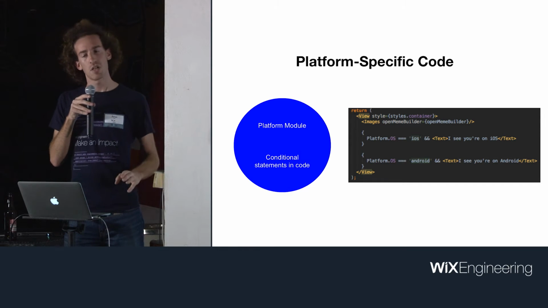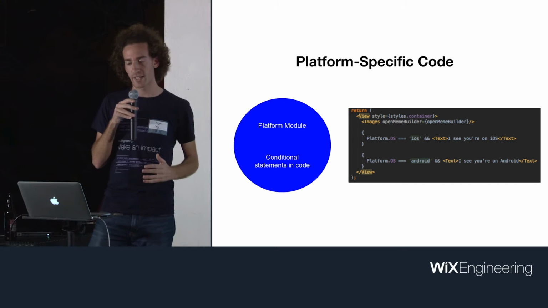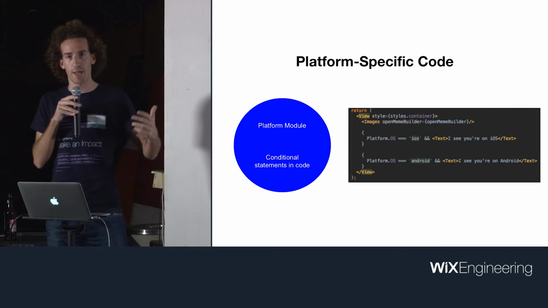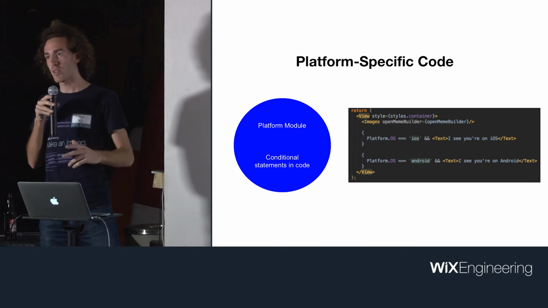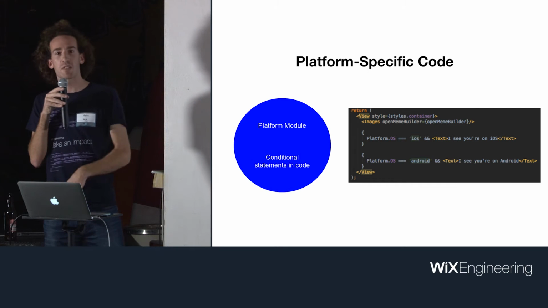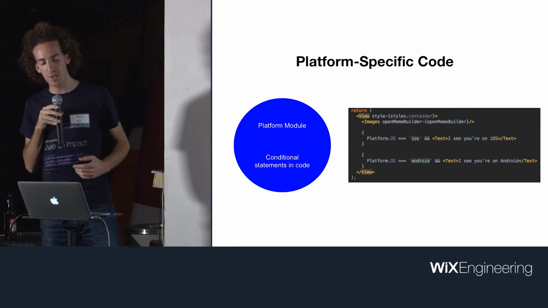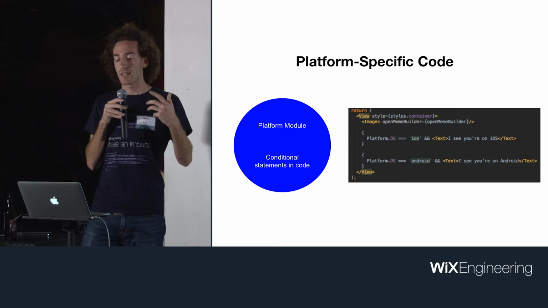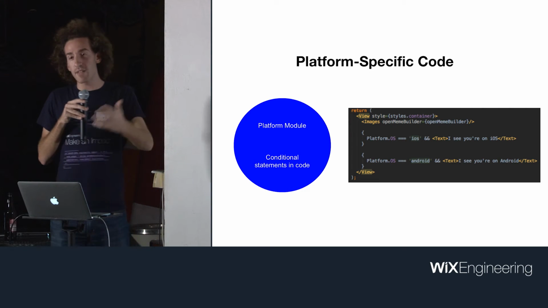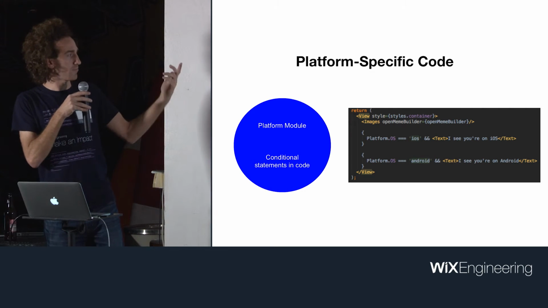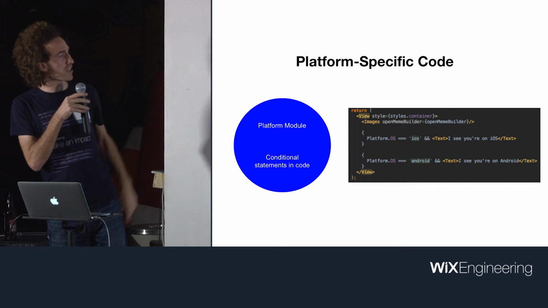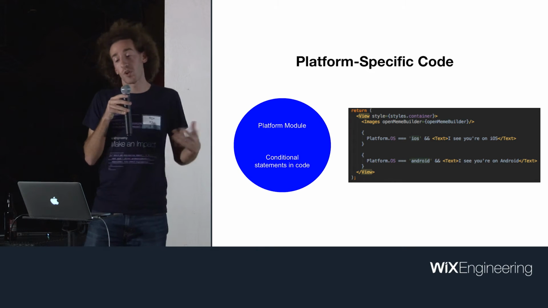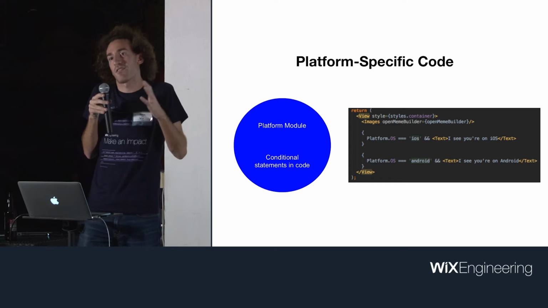What can I do? I can import the Platform module from React Native and use it. Inside the Platform module, there's an OS variable that will be either iOS or Android, or maybe something else if you so dare to use Windows. And you can then use conditional statements. Here I have short circuiting, but you can use a ternary operator, if statements, whatever you want. It's just a variable.